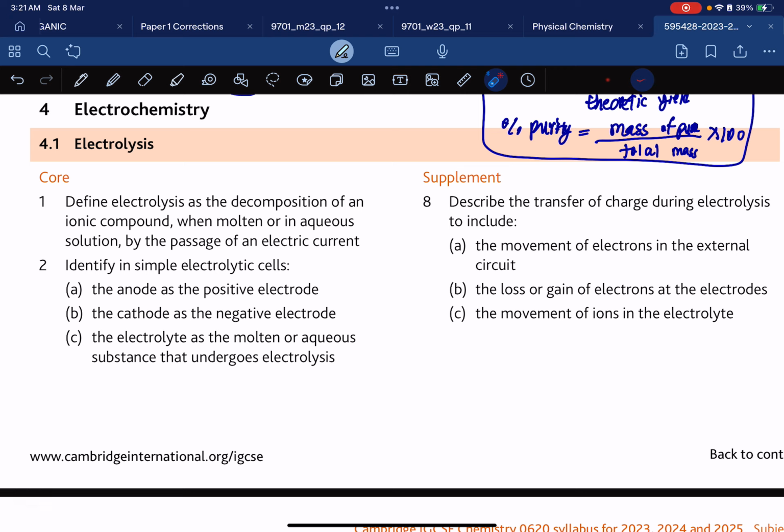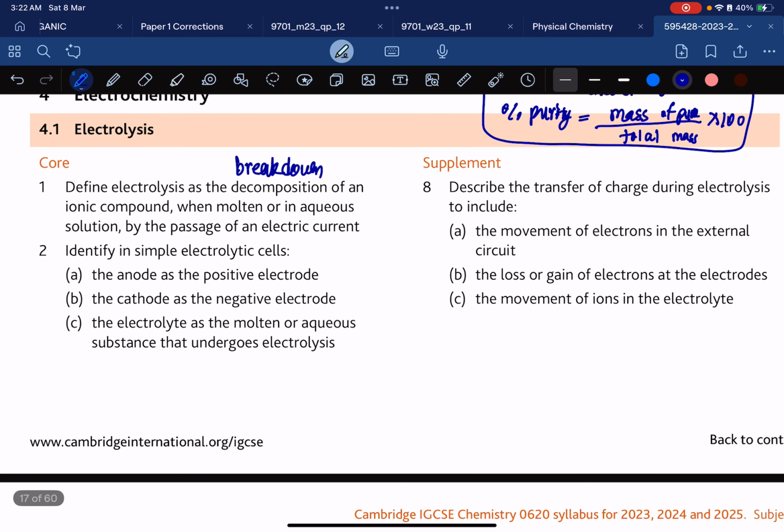So basically, when you're defining electrolysis, there are a few key terms that you need to include. Electrolysis is the breakdown. Instead of decomposition, I prefer to write breakdown. Let me just write that down here. Electrolysis is the breakdown of an ionic compound through the passage of an electric current when molten or in the aqueous solution. That's an easy way to write it instead of the way it's given here. You'll still get the same mark.